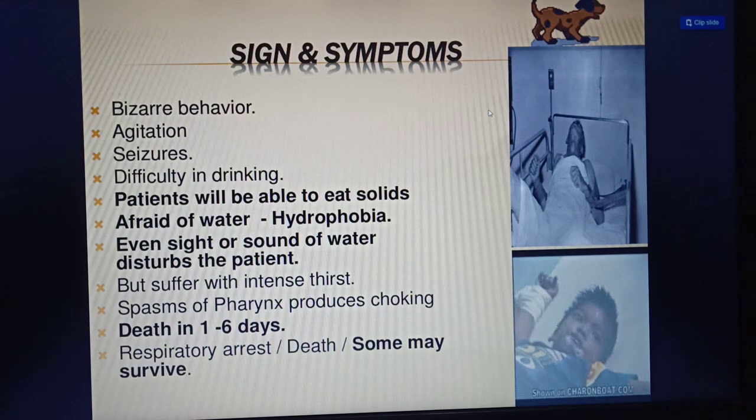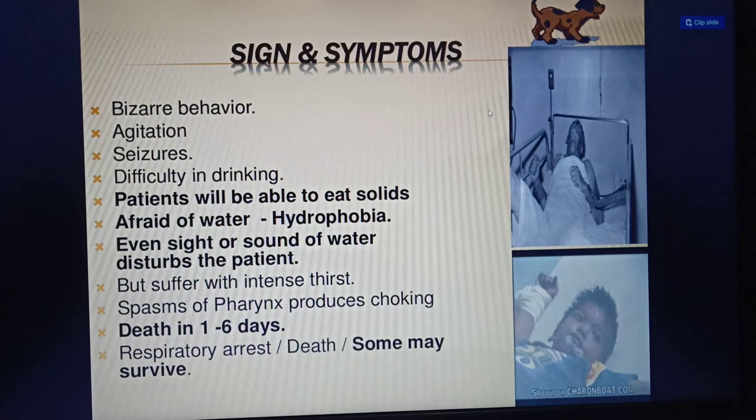Okay, so they can't eat thick foods. The patient is afraid of water. Okay, so what is that called? Hydrophobia. Even the sight or the sound of water disturbs the patient's mental status. Okay, and he can't drink the water, but the feeling of thirst will be there, and there are spasms of the pharynx area.